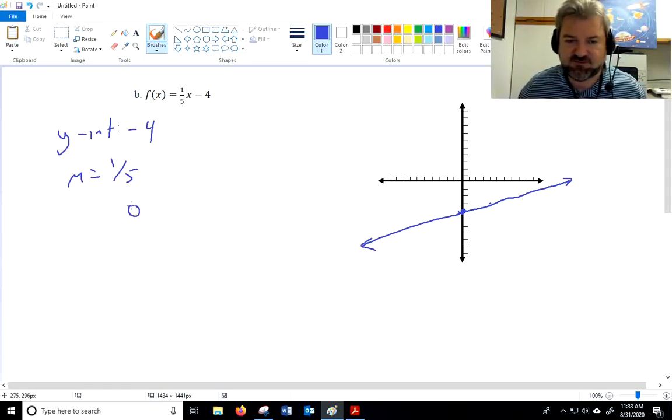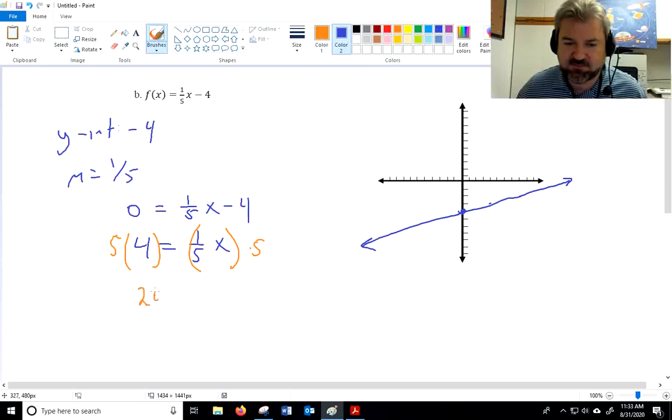Let's solve for the x-intercept. So I'll put a 0 in for the y-coordinate of f of x. Add 4 to each side. So this time I added 4 before I multiplied by the 5, which I certainly have a right to do, and I'll multiply both sides by 5 here. Doesn't really matter how you want to do that. And I get 20 is equal to x. So yeah, that's way beyond what we can see.